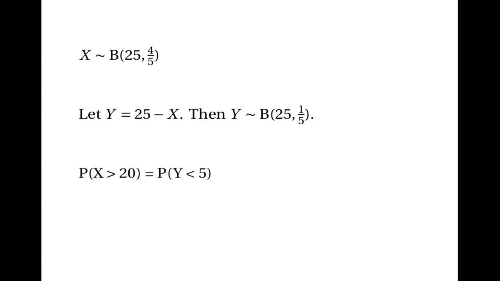The question was asking for the probability that x is greater than 20, and this will be equal to the probability that y is less than 5, because 20 successes is the same thing as 5 failures. So more than 20 successes is the same thing as fewer than 5 failures. The probability that y is less than 5 is the same as the probability that y is less than or equal to 4, and this is something that we can look up in the tables.